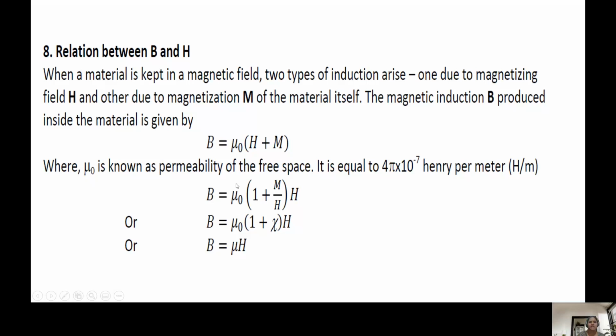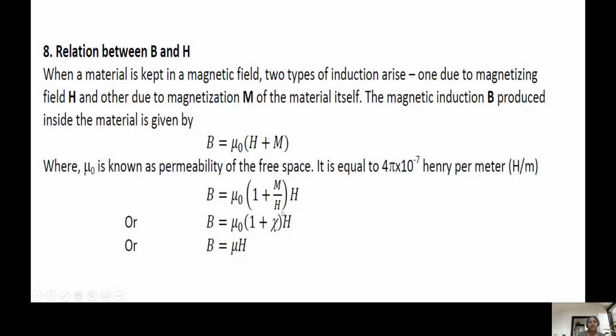And in the above equation, mu naught is nothing but the permeability of the free space and its value is 4 pi into 10 to the power of minus 7 Henry per meter. And the above equation changes, by taking H as common, to B is equal to mu naught into 1 plus M upon H into H.